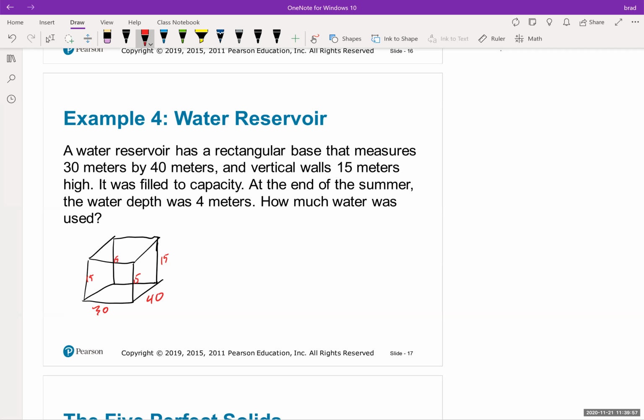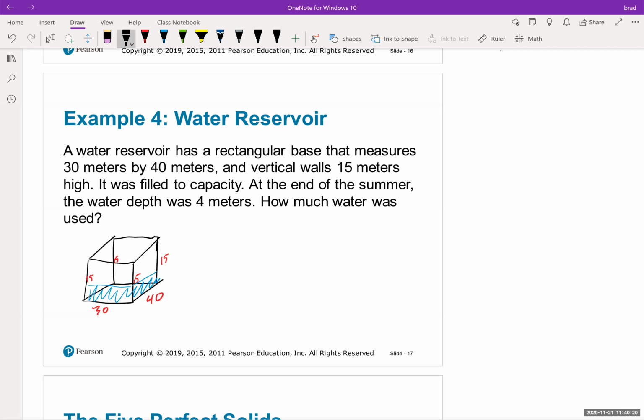At the end of summer, the water depth was 4 meters. How much water has been used? So they're saying you've got a water level. It's drained, right? So we've drained the water level to there. What we need to do is find out how much water it originally holds versus how much water is left now, and then subtract them. That'll tell you how much water was used.